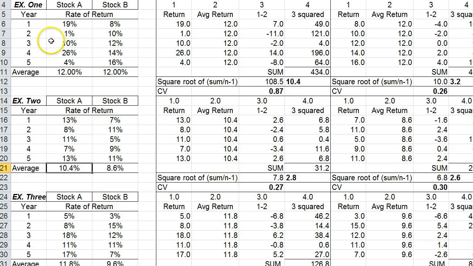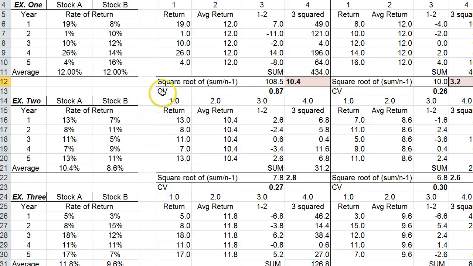Now you can see here, in example A, the average returns are identical. So we don't really need to calculate a CV because the standard deviation is, in this case, 10.4 versus 3.2. So clearly stock A is riskier. And if you look at the dispersions here, you can see how we go from 1% to 26%, which is a lot bigger dispersion than stock B. So here you can clearly say that A is riskier, and the standard deviation agrees with that.